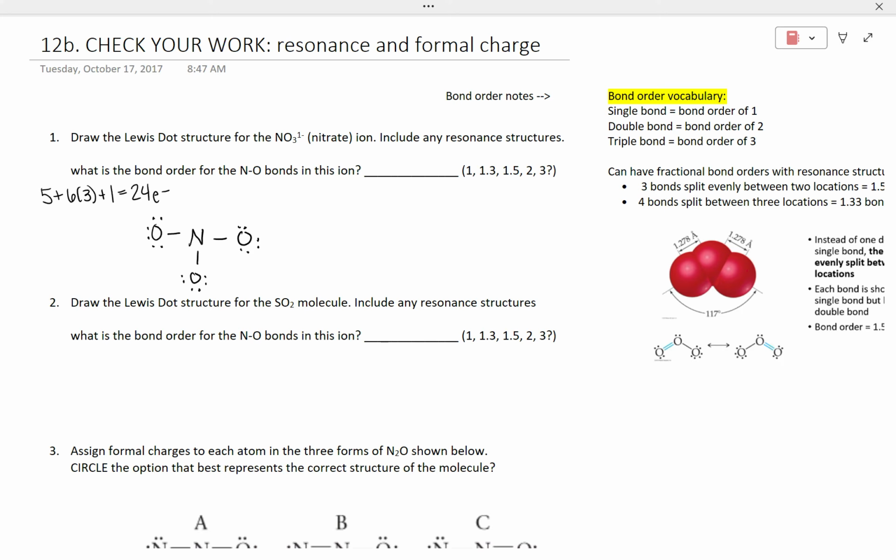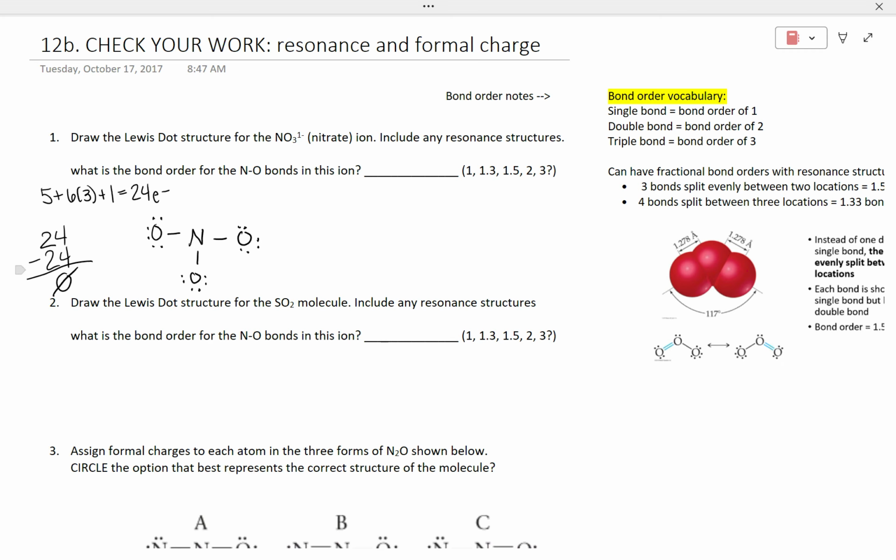And my next step is I'm going to stop and count, see how many electrons I've used up. So I've got 8 plus 8 plus 8. I have used up 24 electrons. So I should have 24 in my picture. I've used up 24. How many are left? I've got none left to give to my nitrogen.